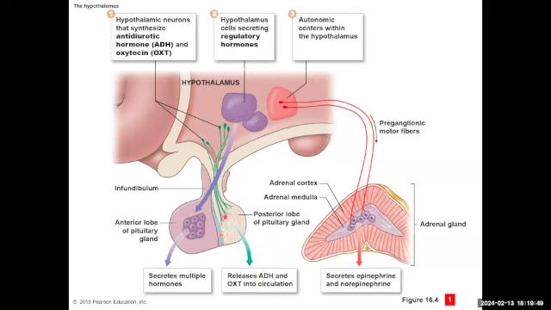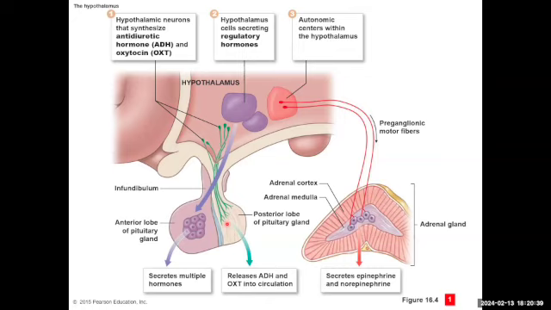Now, this is kind of interesting if you look at this. Remember that we said a cluster of neuronal cell bodies within the central nervous system is called a nucleus, or nuclei. And we can see that there are several nuclei located in the hypothalamus. Now, look at these neurons here. Look at where the cell bodies are. These are hypothalamic neurons, located in the hypothalamus. And then look at their axons. They travel down the infundibulum, and then they terminate in the posterior lobe of the pituitary gland.